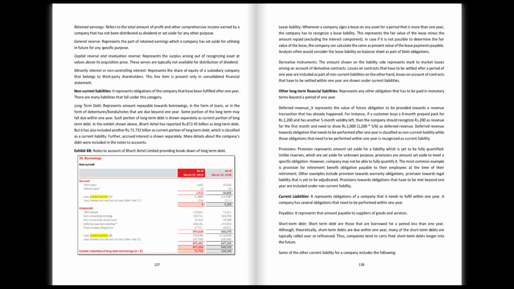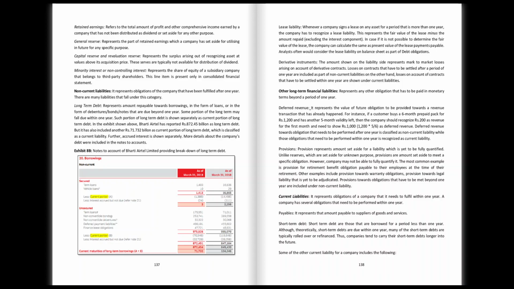Derivative instruments. The amount shown on the liability side represents mark-to-market losses arising on account of derivative contracts. Losses on contracts that have to be settled after a period of 1 year are included as part of non-current liabilities. On the other hand, losses on account of contracts that have to be settled within 1 year are shown under current liabilities. Other long-term financial liabilities represent any other obligation that has to be paid in monetary terms beyond a period of 1 year.